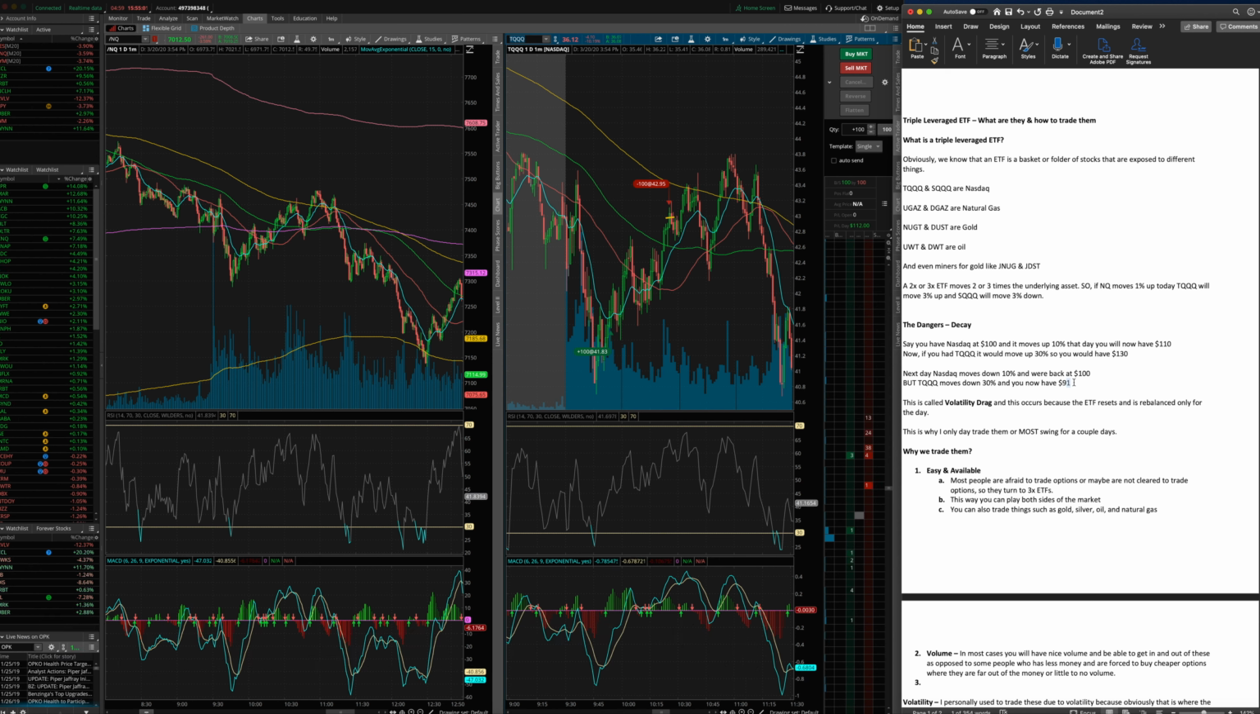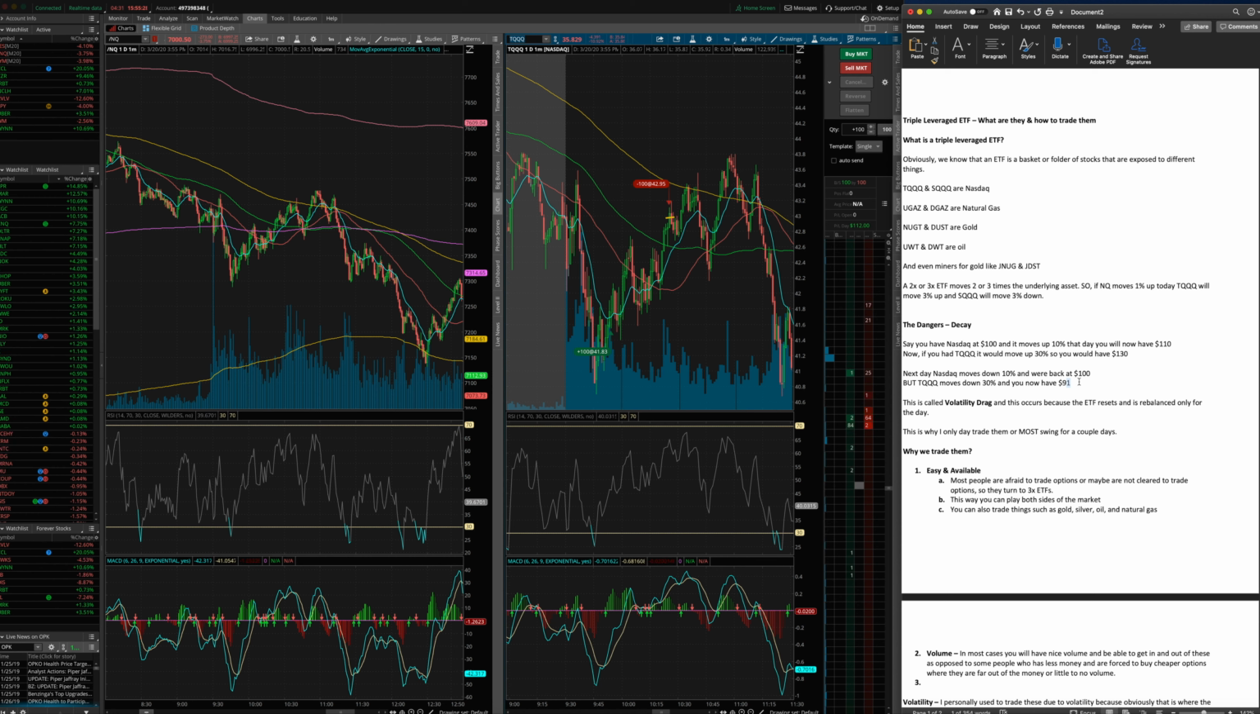Now imagine this over a very long period of time. These things can decay, especially triple leveraged ETFs, very, very fast. And this is why I never really hold them for long periods of time. Yes, in a bull market, you could swing and hold TQQQ for a year. I mean, people have done it. Would I? Of course not.